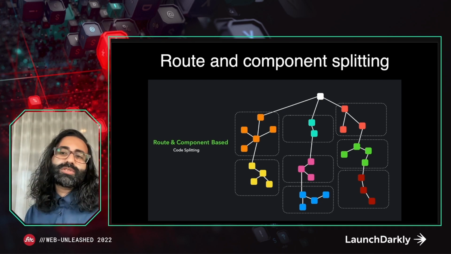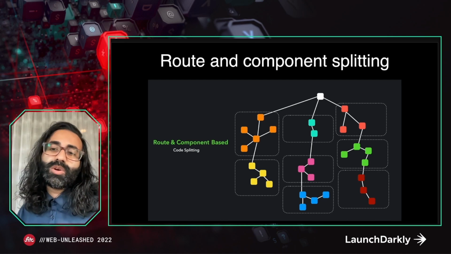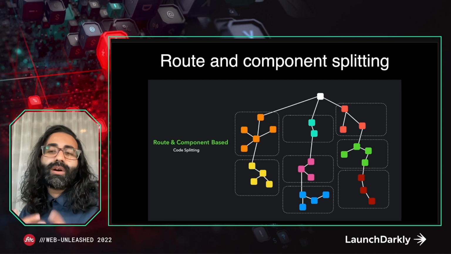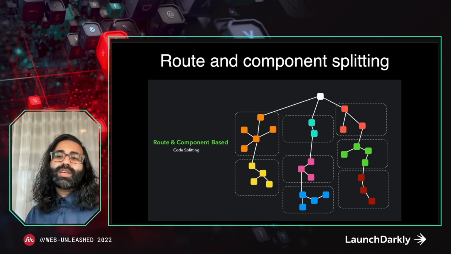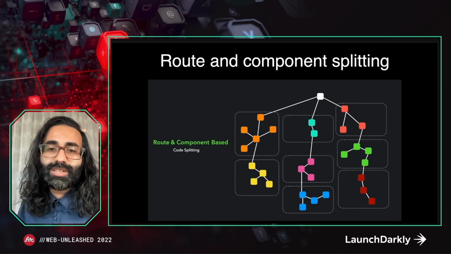Route-based code splitting ensures that only the content required for the current route will be fetched. Component-based code splitting can improve the loading experience even more. So components that aren't necessary for that initial render, such as components further down the page or that are only visible on user interaction, can be deferred.